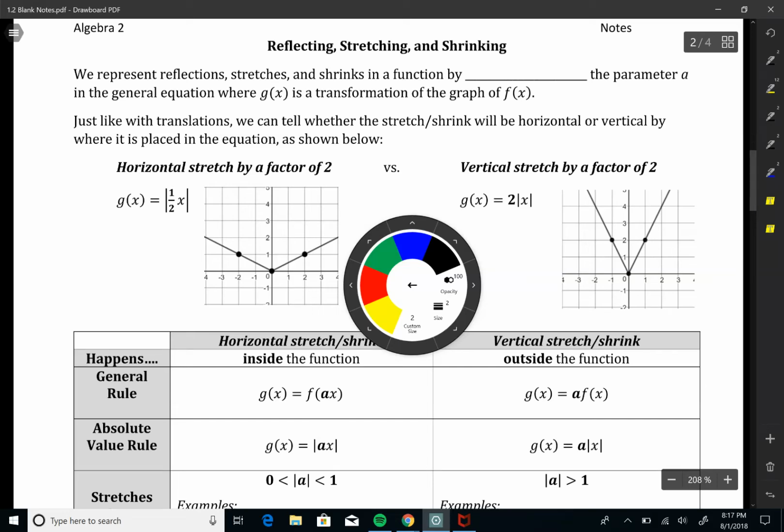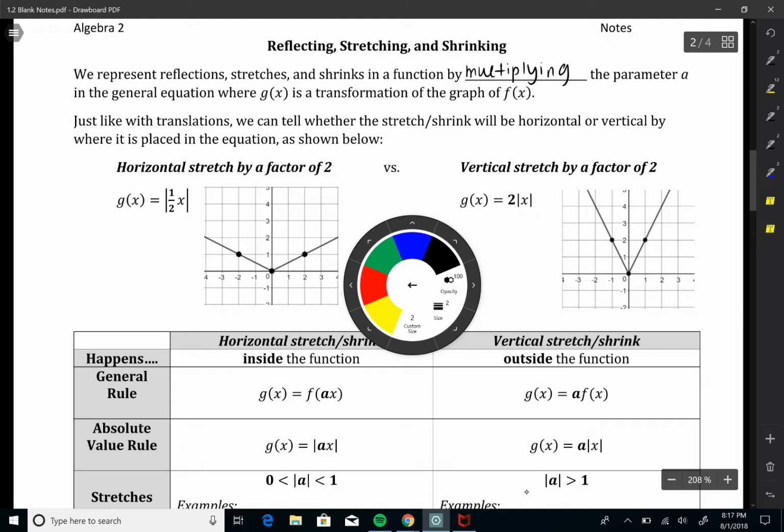Okay, we're back and we're going to talk about reflecting, stretching, and shrinking our absolute value graph. Hopefully, you remember yesterday working on some stretches and shrinks and reflections of the absolute value and the parabola. And how we represent a reflection, a stretch, or a shrink in a function is by multiplying. So this blank right here is multiplying.